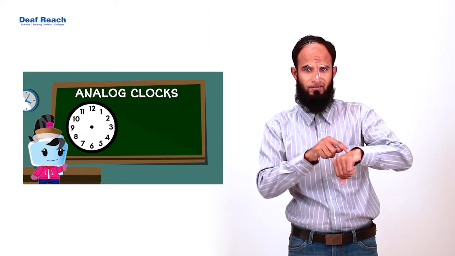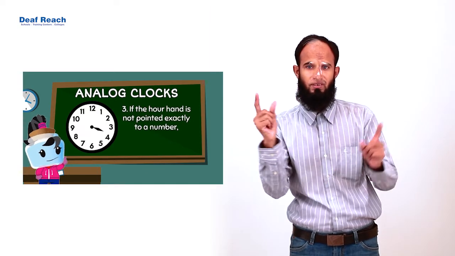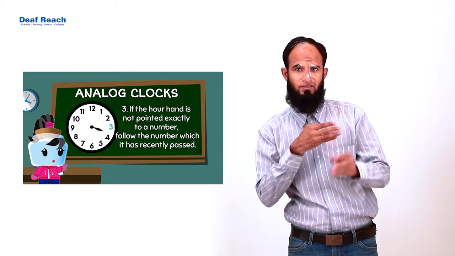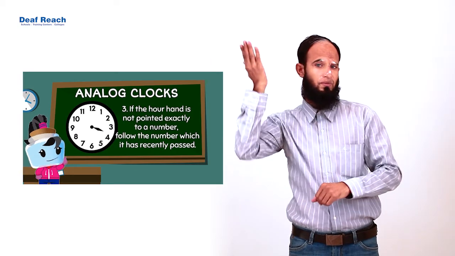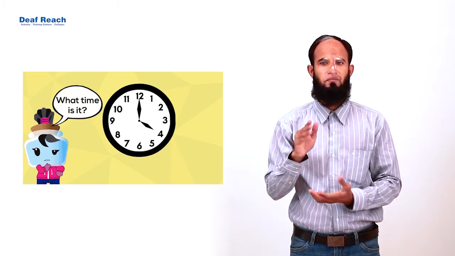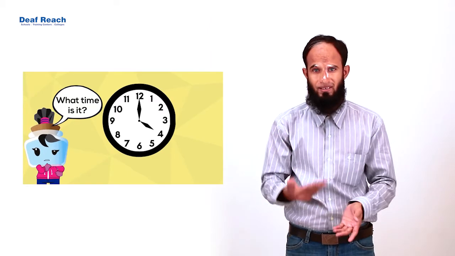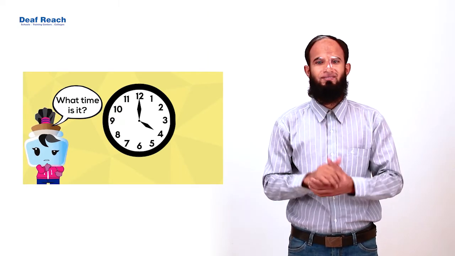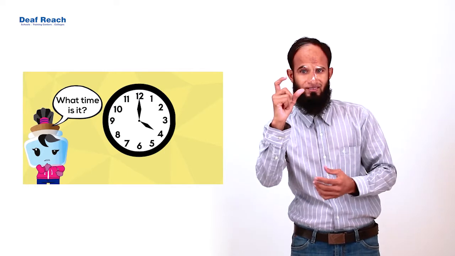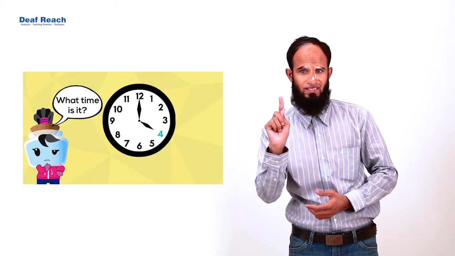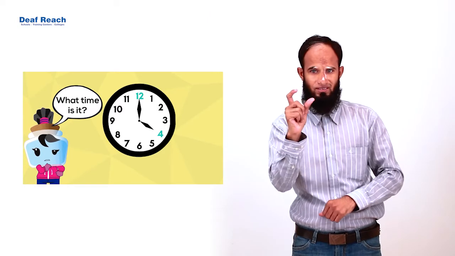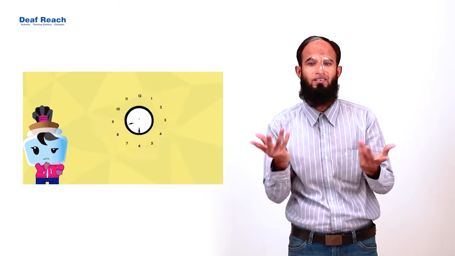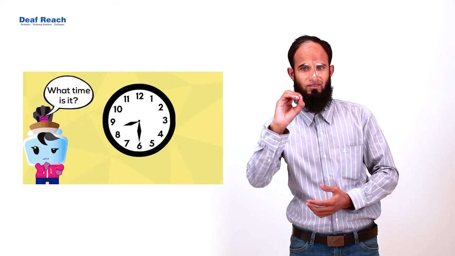And sometimes the hour hand will not point exactly at a number. In these cases, follow the number which it has recently passed. Let's try reading this analog clock. The hour hand is pointed at 4. And the minute hand is pointed at 12. So the time is 4 o'clock.